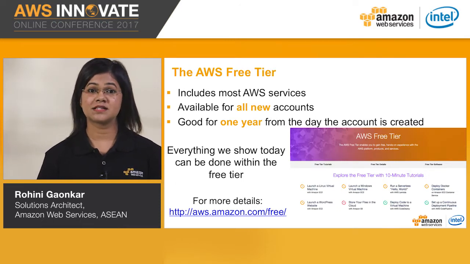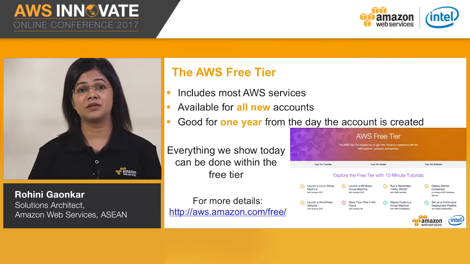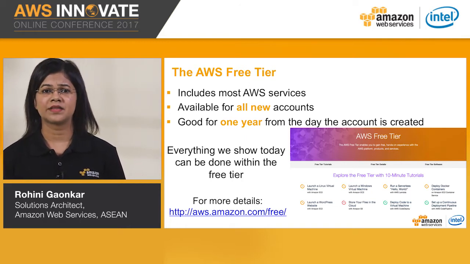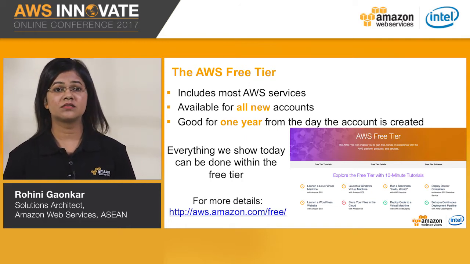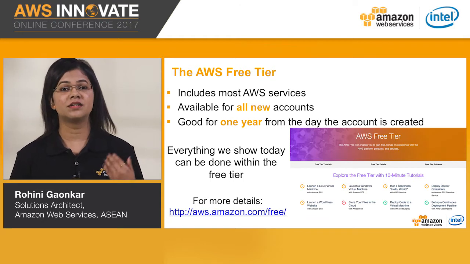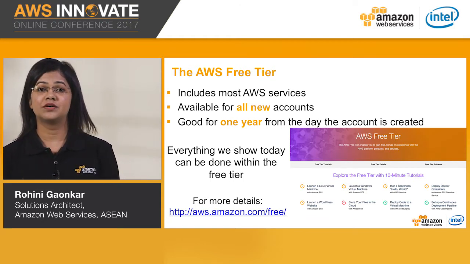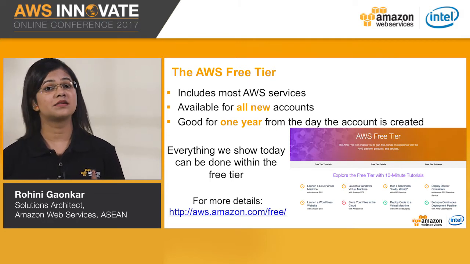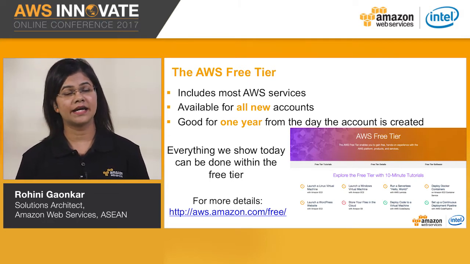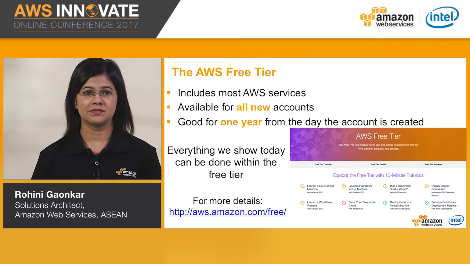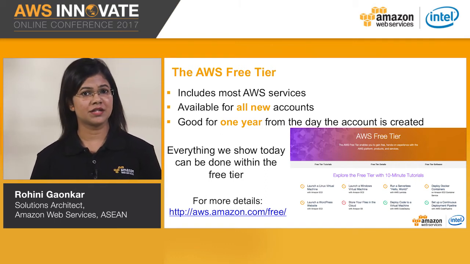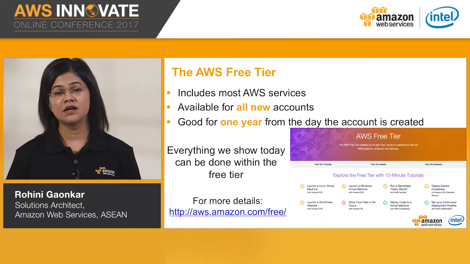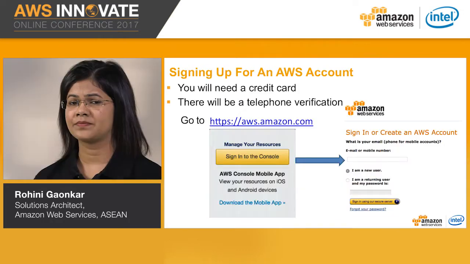The Amazon Web Services Free Tier is designed to enable you to get hands-on experience with the AWS Cloud services. The AWS Free Tier includes services with the Free Tier available for 12 months following your AWS sign-up date, as well as additional service offers that do not automatically expire at the end of your 12-month Free Tier term. Everything we show today can be done within the free tier. For more details, follow the link on the slide.